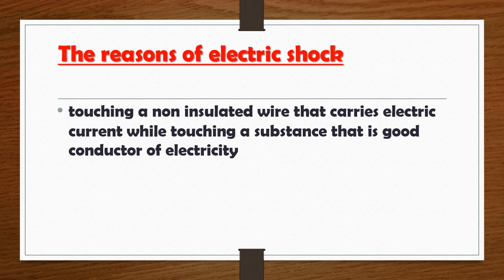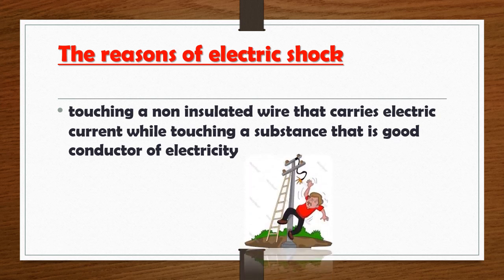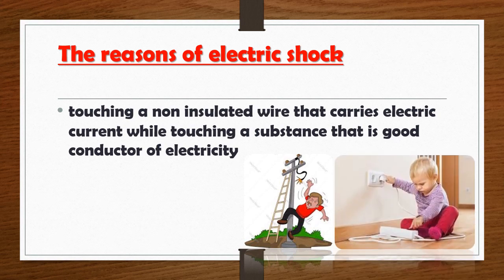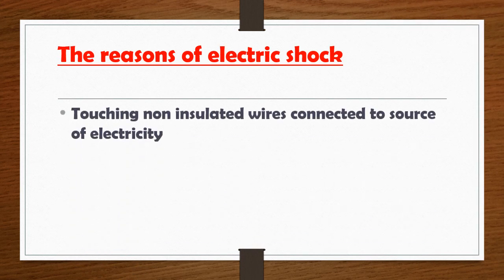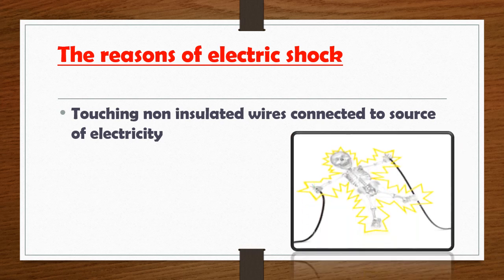Another cause is touching a non-insulated wire that carries electric current, while touching a substance that is a good conductor of electricity, such as an iron chair, iron ladder, and so on. So one part touches a non-insulated wire, and the other part touches a substance that is a good conductor of electricity. Another reason, touching non-insulated wires connected to a source of electricity, and this will cause electric shock.